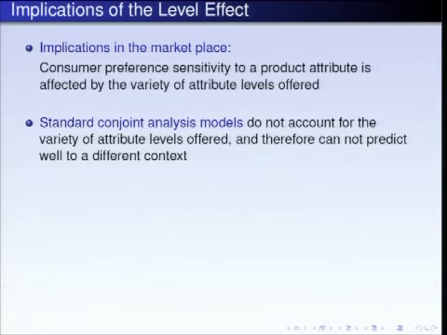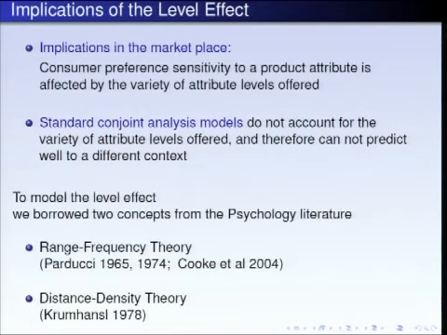Okay, so I guess this is more or less what I said, but the standard conjoint analysis models without the matrix of context in it is not able to do that very well. Okay, so we had to model the level effect, so we went to the psychology literature to see what was there and what they knew about this effect, and we found two things. One's called the range frequency theory, and the other is called the distance density theory. Okay, so let me explain those.